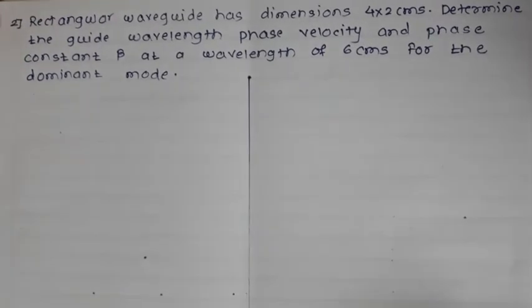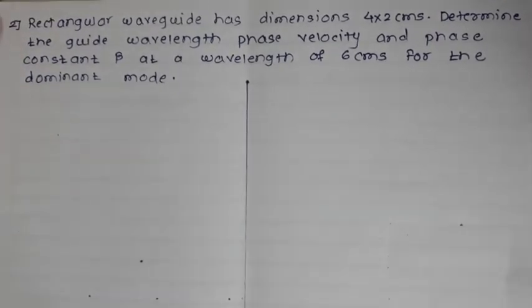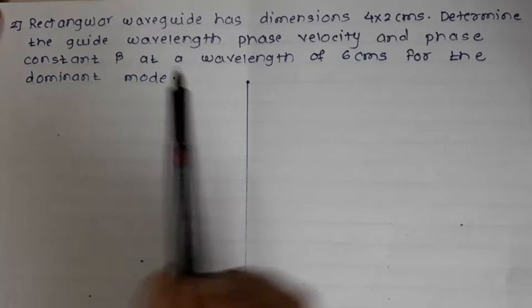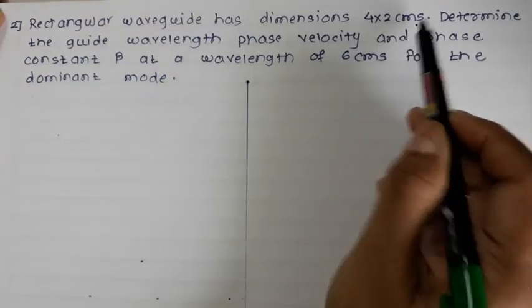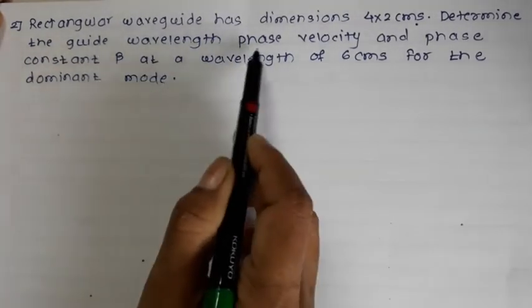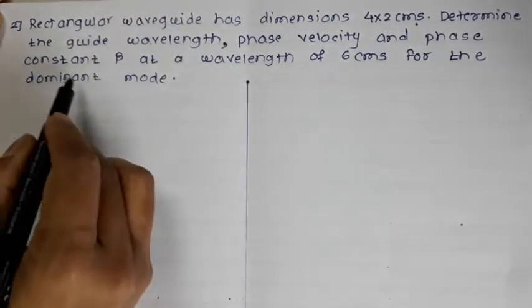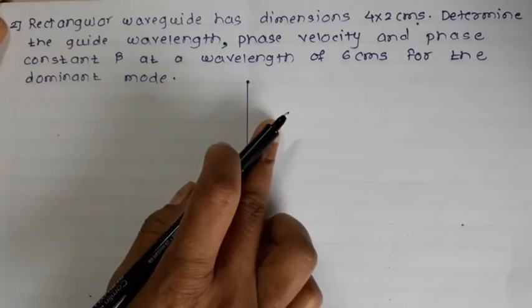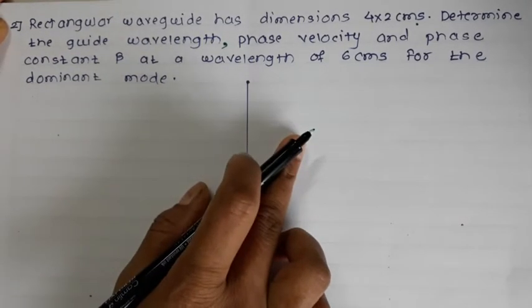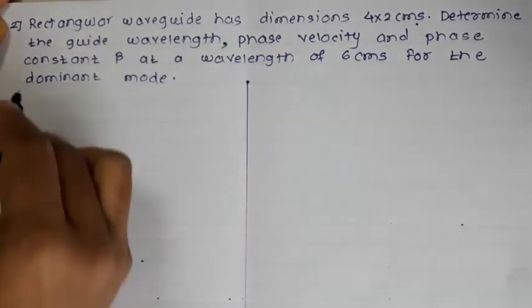Now the second problem says that a rectangular waveguide has dimensions 4 into 2 centimeters. Determine the guide wavelength, phase velocity and phase constant beta at a wavelength of 6 centimeters for the dominant mode. Now here we'll write the solution.